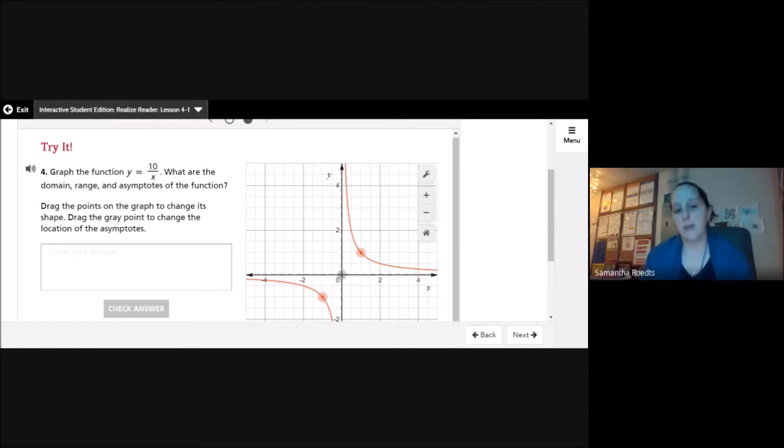Okay, so I'm going to go ahead and pick a couple values for x and y. Let's pick some easy values for x. Let's go with x equals 1. I can't do x equals 0, so that tells me that there is a vertical asymptote there. Okay, so if x is 1, 10 divided by 1 is 10. So at 1, y equals 10.